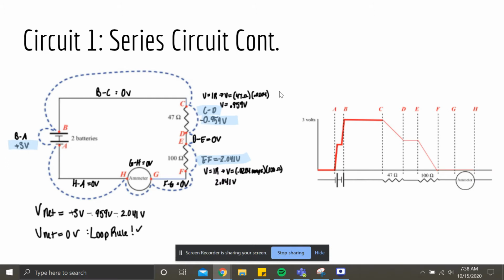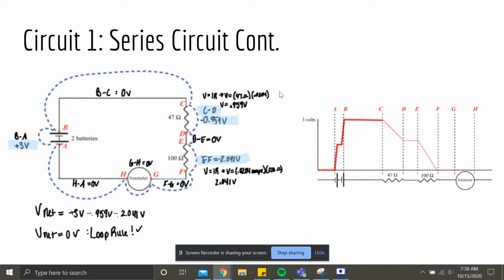After removing the voltmeter, I measured the potential differences along the circuit using V equals IR for these certain points. When these were summed using the principles of the loop rule, the net voltage was 0 as predicted. The graph on the right shows the potential versus position around the circuit.